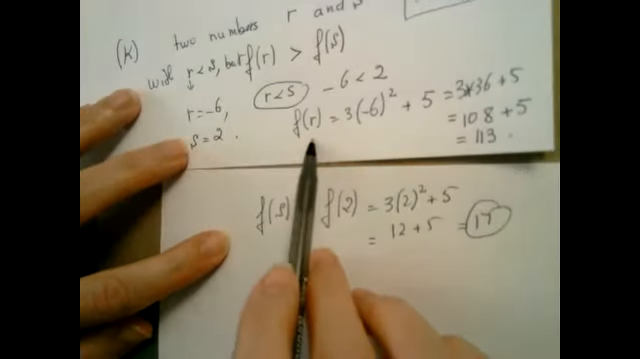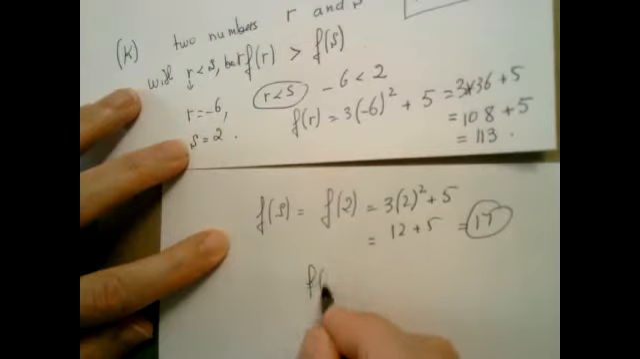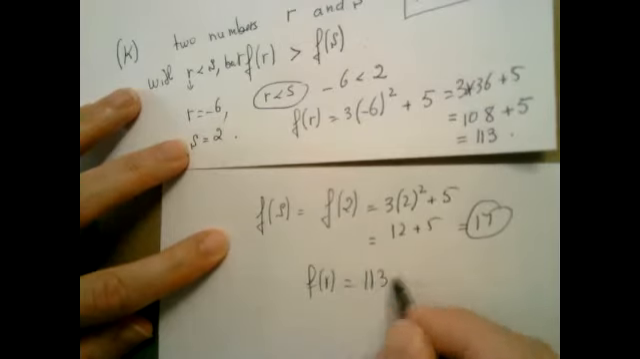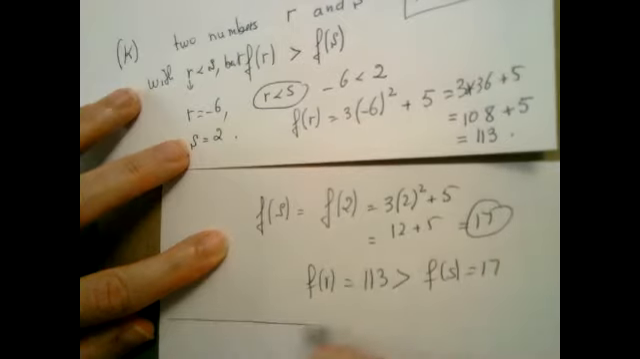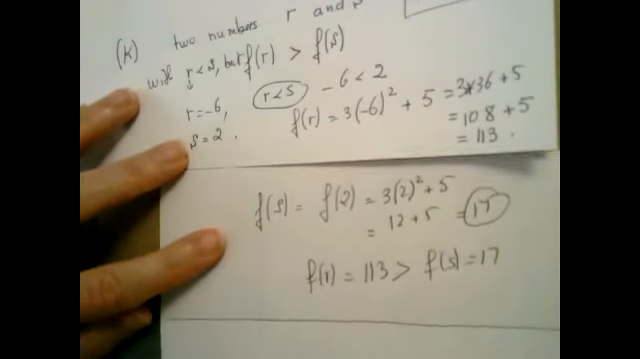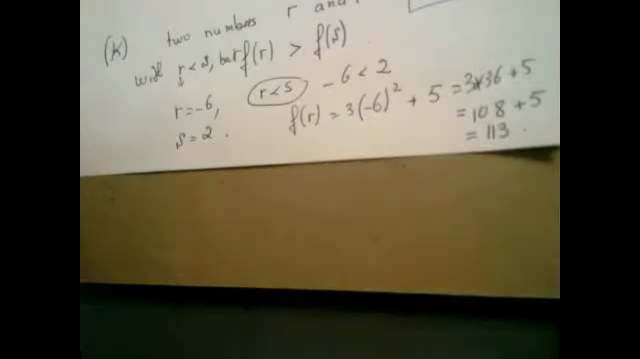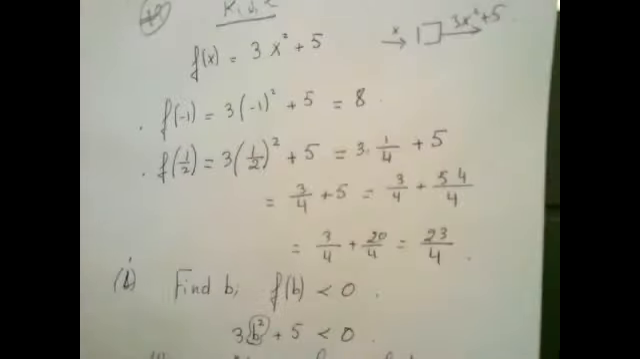So f of r is 113, which is bigger than f of s, which is 17. So it's really a matter of guessing, looking at the function and guessing, all right? All right, so this takes care of your answers.